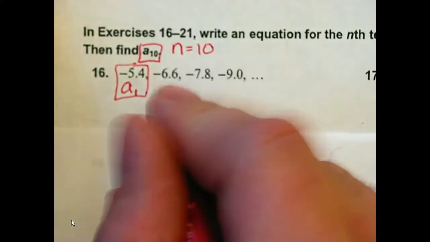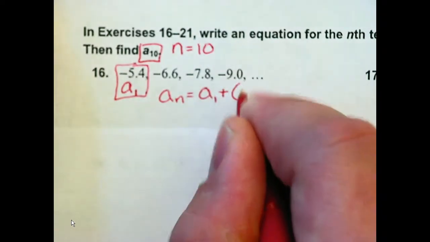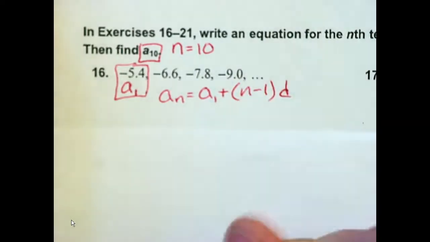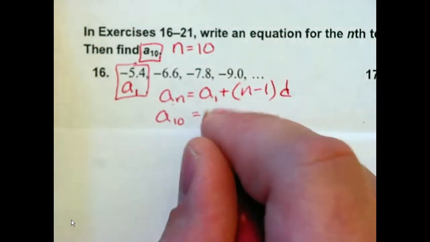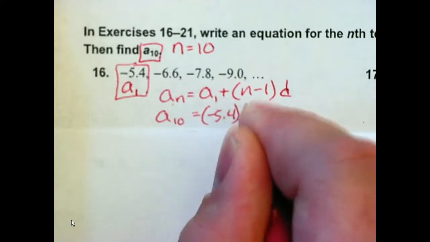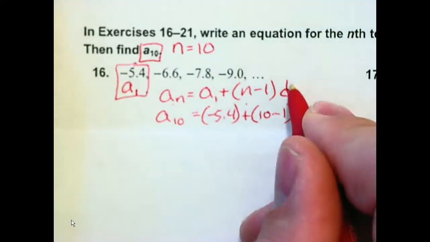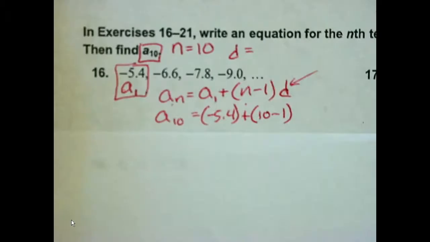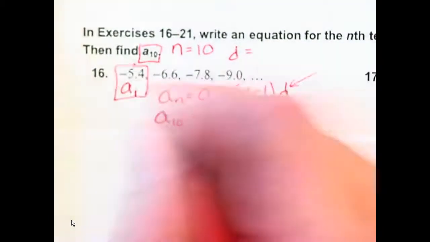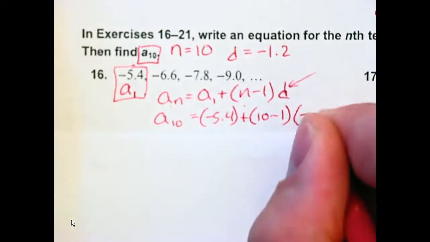N is 10. So if we're using our formula, we write it out again. A sub n is equal to a sub 1 plus n minus 1 times d. Okay? So the only other thing we need to know: we know a sub 1 is negative 5.4. We know what n is. What is n again? 10. And the one thing we need to know now is d. What is our common difference? We are going down 1.2 each time. Okay? So d equals negative 1.2.